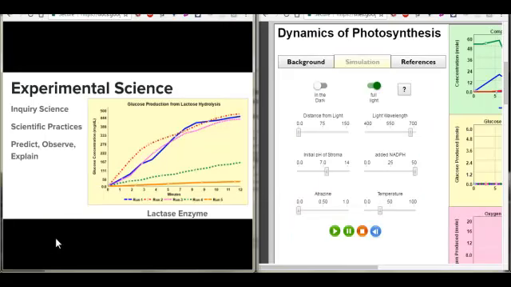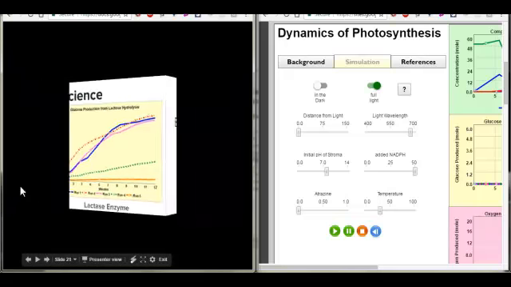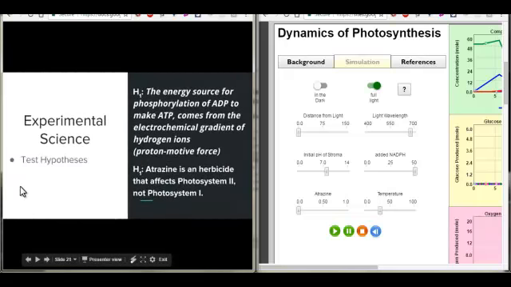The third way I use my simulations is experimental science. This is hypothesis driven. I have a document for the photosynthesis simulation where I go through 7 or 8 different hypotheses that students could test with this single simulation. Ideally, they'll start off with some type of claim, and with the claim, they will collect evidence supporting or rejecting that claim, and then come up with a reason for that. So here are a couple of examples.